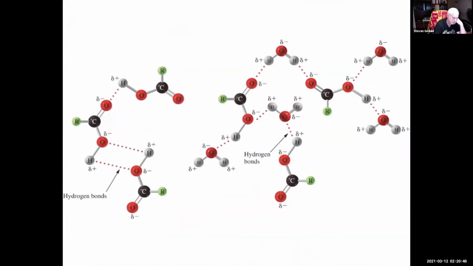Okay, so here's your hydrogen bonding. This is your carboxylic acid. Here's your R group. Here's your carbon. That's your carbonyl group. And there's your OH group right there. So this will have hydrogen bonding. You see the red dots that connect it to another carboxylic acid, and hydrogen bonding to the water molecule. So it's bonding both to the water molecule and another carboxylic acid molecule with hydrogen bonding.